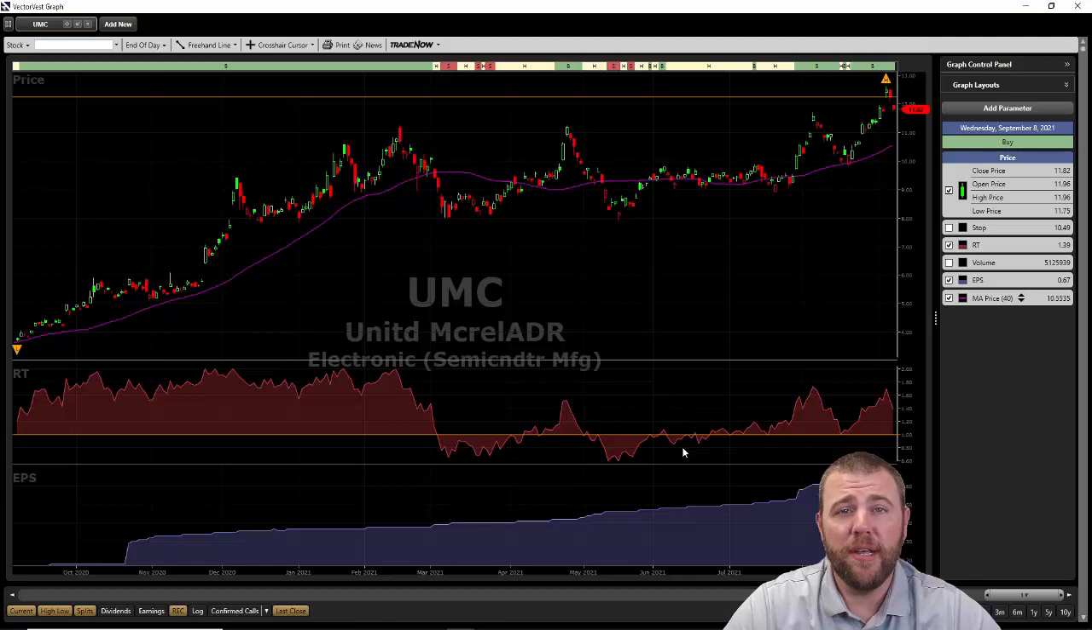Now, when we're looking at a graph, there's two key things we always want to look for here, and that is a steady rise in price from bottom left to upper right. Also, a steady rise in earnings over a 12-month period from bottom left to upper right. Almost like a stair-step pattern. And that's exactly what we see here.